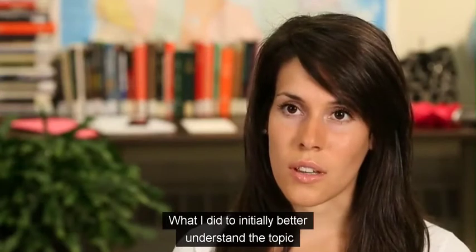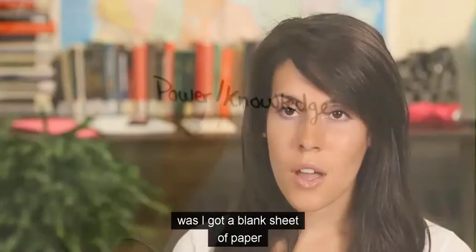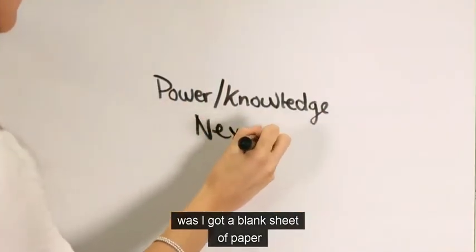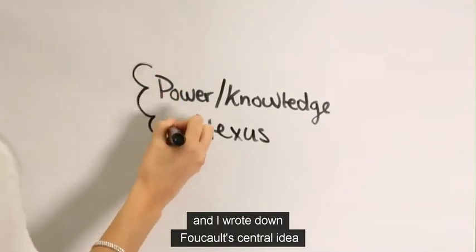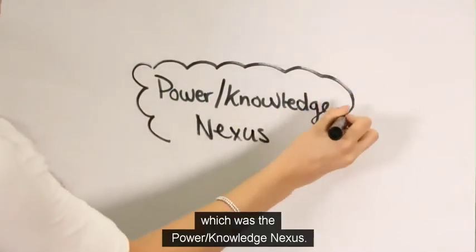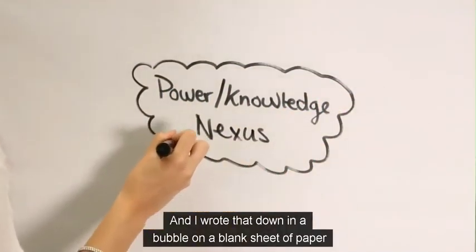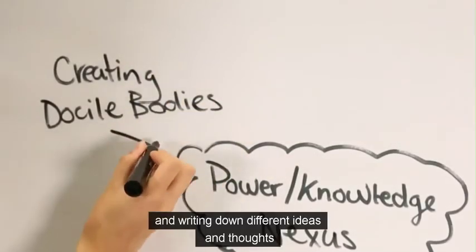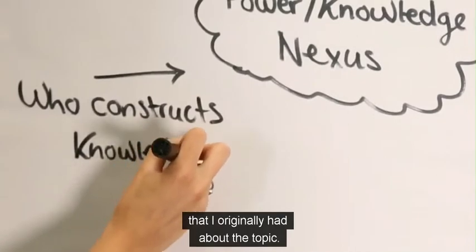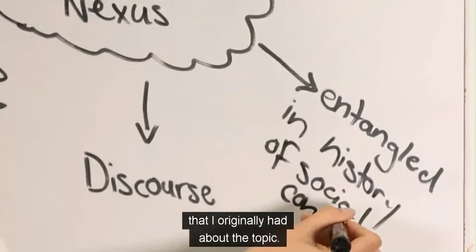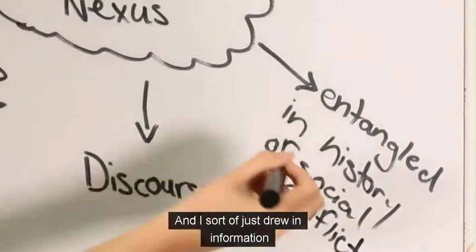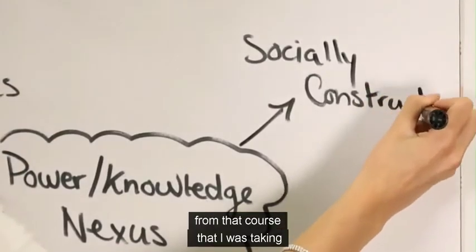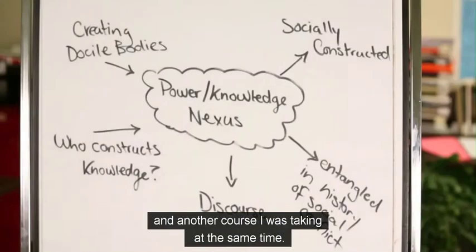What I did to initially better understand the topic was I got a blank sheet of paper and I wrote down Foucault's central idea, which was the power-knowledge nexus. And I wrote that down in a bubble on a blank sheet of paper, and I just started brainstorming and writing down different ideas and thoughts that I had originally had about the topic. And I sort of just drew in information from that course that I was taking and another course I was taking at the same time.